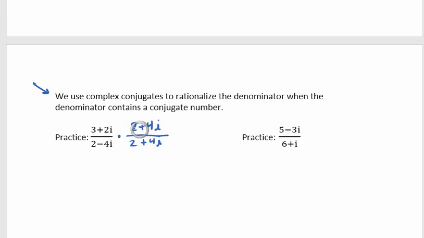So multiplying the top and the bottom by the same thing, because really this is kind of a fancy form of the number 1. If we took 2 plus 4i divided by 2 plus 4i, we get 1. So we're taking this fraction and multiplying it by a form of 1. So we're not changing any values here.